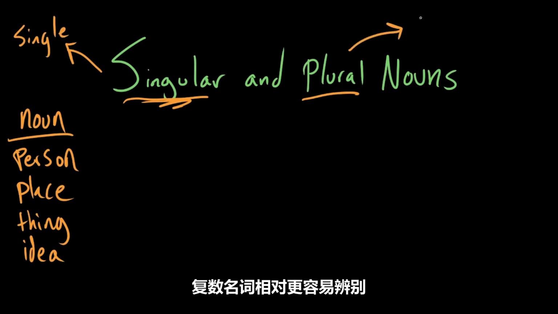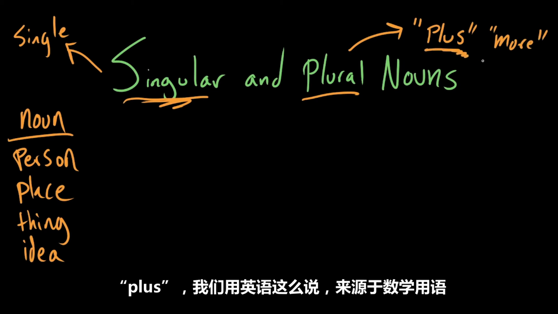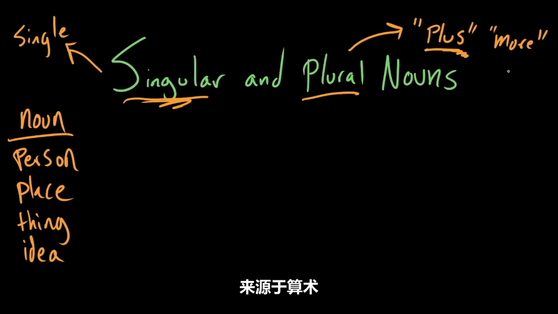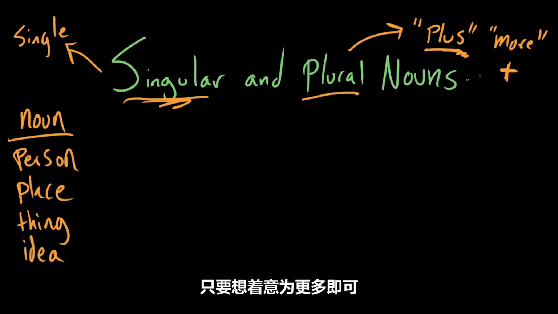Plural is maybe a little bit less obvious, but it comes to us from Latin. It comes to us from this word plus, which means more. Which, you might recognize plus, as we call it in English, from mathematics, from arithmetic. We usually say it looks like this little plus symbol. So, whenever you see plural, just think more, just think plus. There is more than one. Singular is one thing, plural, more than one thing. There's more. So, let's go through it.